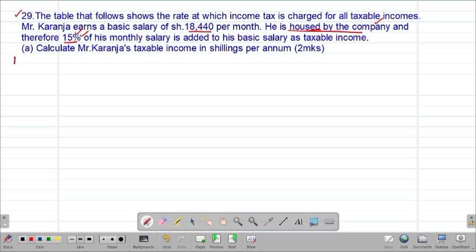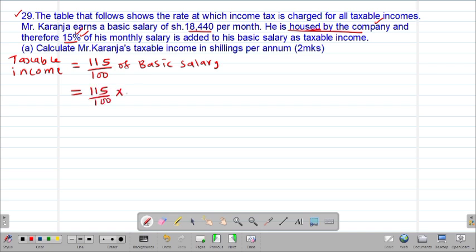Therefore, for us to get the taxable income, the taxable income will just be equal to 115% of the basic salary. We take 115, then of course we multiply by the basic salary. The basic salary was 18,440 shillings per month. You feed this on the calculator, you take 115 over 100 multiplied by 18,440 shillings. Your calculator is going to give you a total of 21,206 shillings per month.